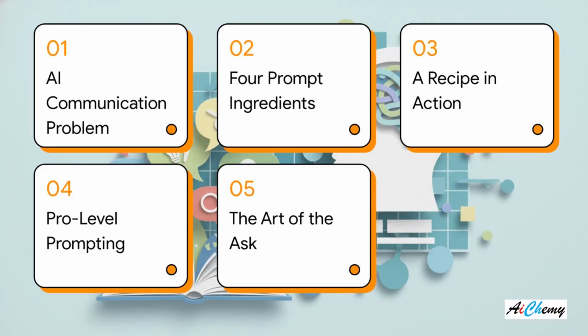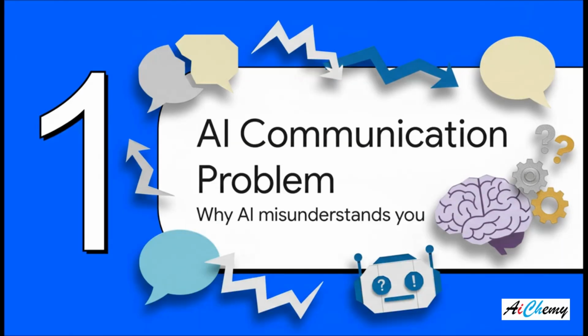First, we'll tackle the big communication problem with AI. Then, I'll give you the 4 essential ingredients for a perfect prompt. Think of it like a recipe. We'll see that recipe in action, level up with a pro technique, and then wrap up with why this is all such a big deal. So, let's kick things off with section 1, the AI communication problem.